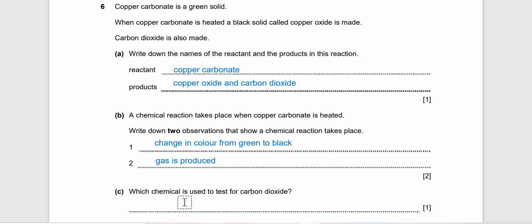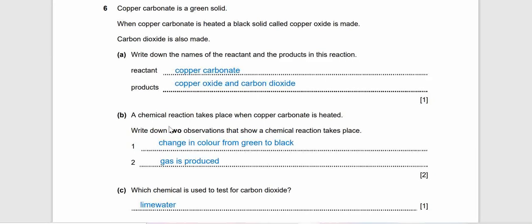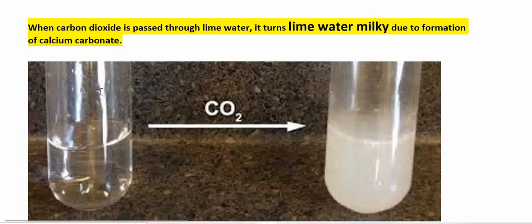Alright, let's open up the answer. The test for carbon dioxide is a quite famous test in a science progression test. It's a lime water test. So the idea is, the existence of carbon dioxide will make lime water change color into milky. Let's see the explanation here. So this is lime water. When carbon dioxide is passed through it, it turns the lime water milky due to formation of calcium carbonate. So we hope it's clear.